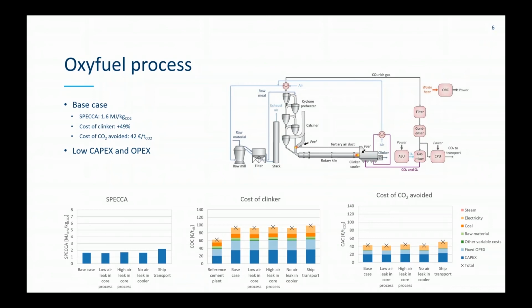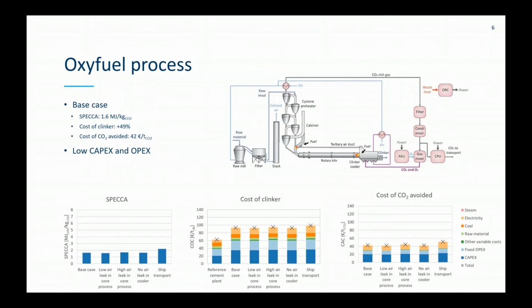Now, the key performance indicators in the 5 different cases that we looked at for Oxyfuel are shown here in the bottom 3 column diagrams. And here we were focusing our investigation on different extent of air leak in the core cement plant. But if we look at the numbers for the base case, we have a SPECA of around 1.6 megajoule per kilogram CO2. Remembering what we had for the MEA case, we were around 7 there. Here, the cost of clinker is increased by 49% compared to the reference kiln, and the cost of CO2 avoided was calculated to 42 euros per ton CO2.